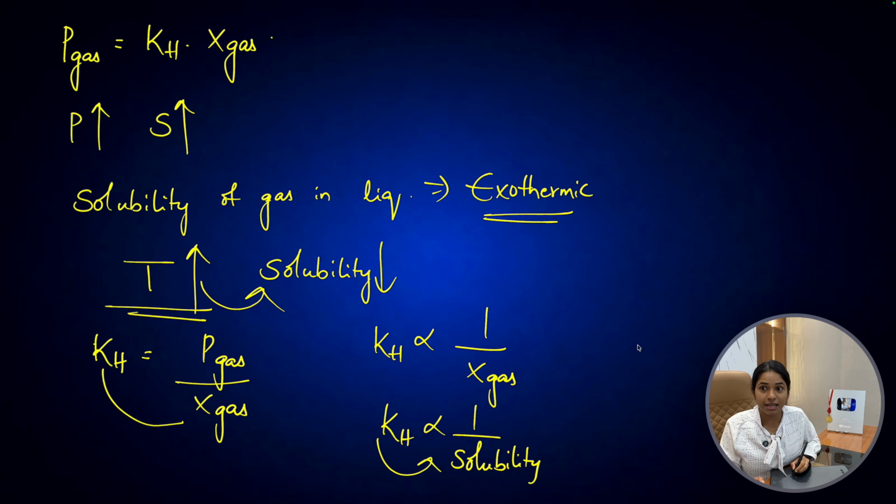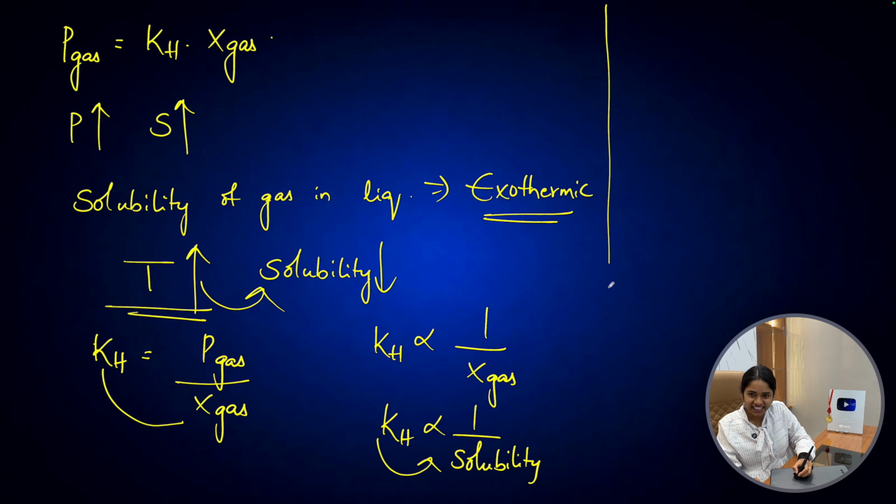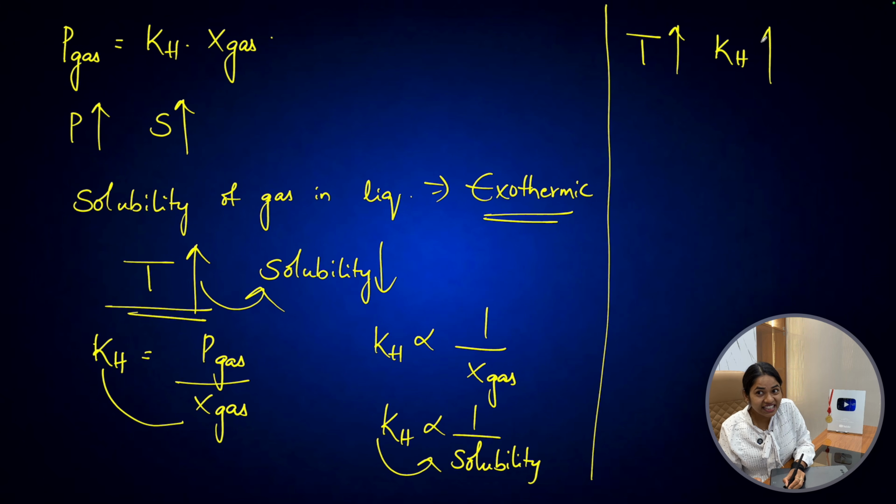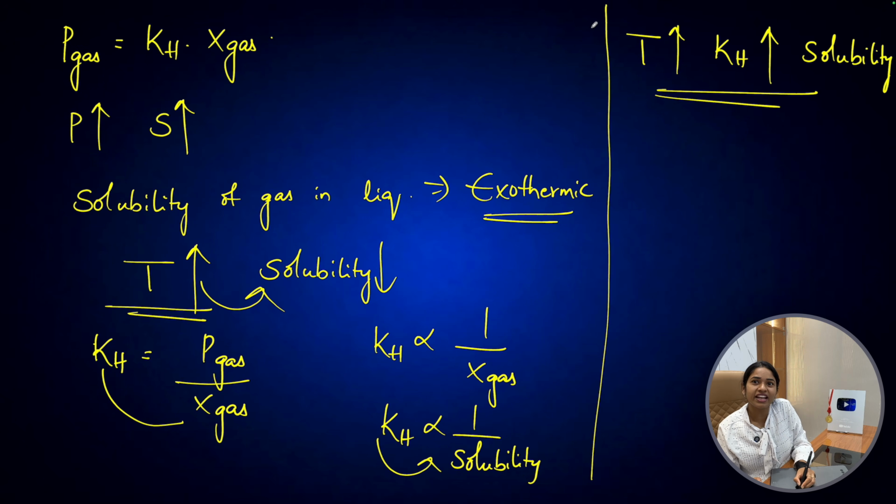KH is also inversely proportional to the solubility. Based on this, we can write that as temperature increases, KH increases, and solubility decreases. Most important, from this itself you can directly solve the question. Higher temperature, higher Henry's constant, lower will be the solubility. Is that clear, students?